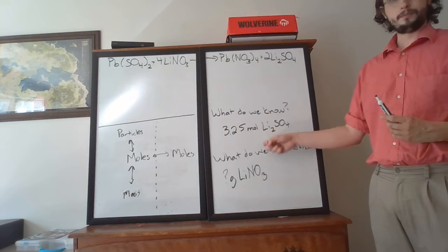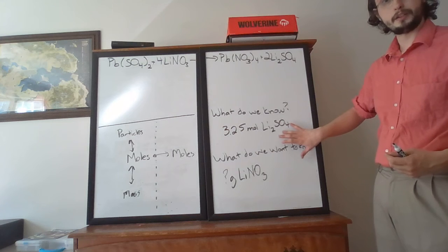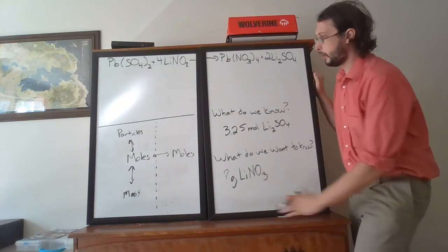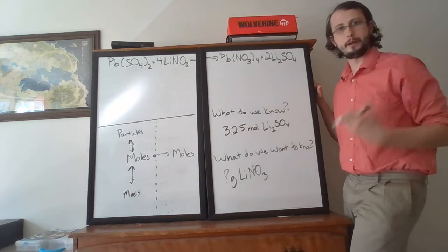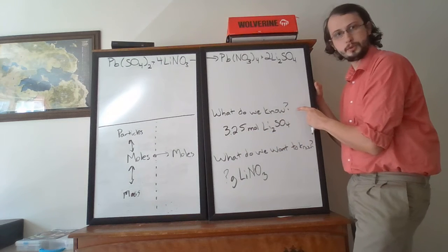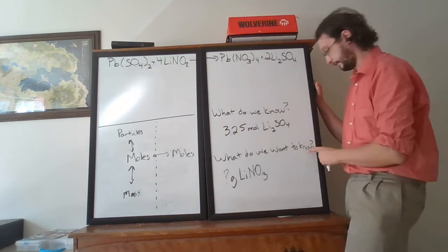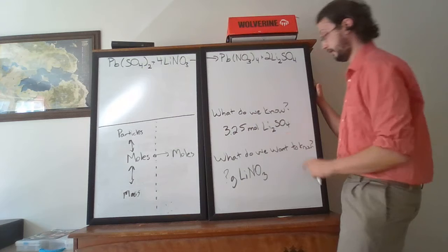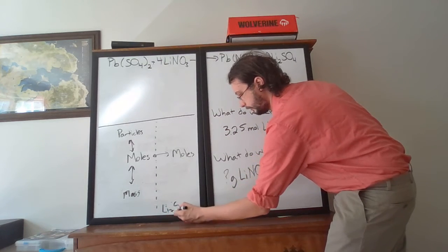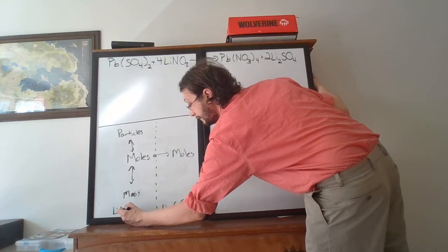Alright. So we've taken the problem, we've broken it down into the important information to be able to solve this problem. So let's go over to our graphical organizer and see how we should be going about solving this problem. For all of these problems we're doing today, I recommend putting the substance that we know on this side and the substance we want to know on this side. So we know we have lithium sulfate. We know how much we want of that, but we want to know how much lithium nitrate we need to make that.